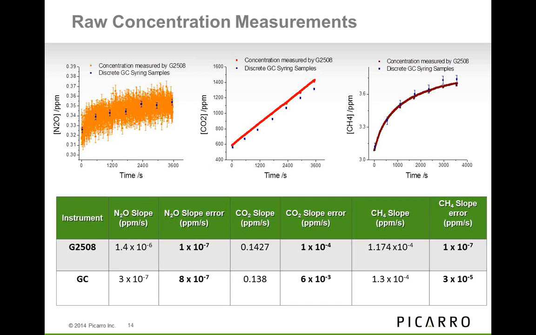But once you actually boil down and fit these curves, from a least squares fit, we get the slope, and then we also get the error. And we can see that for methane and CO2, the error is at least an order of magnitude smaller for the G2508. And it actually is significantly smaller for the G2508 in the nitrogen, despite the smaller shot-to-shot noise for the GC. So what this boils down to is that we have more points to fit through, making our fit actually stronger.